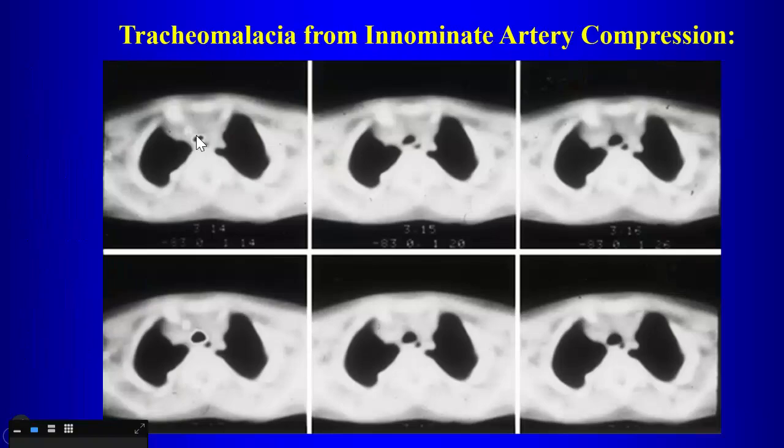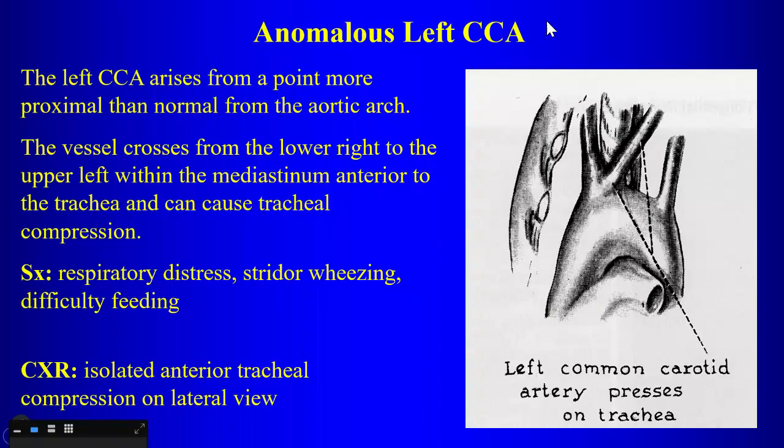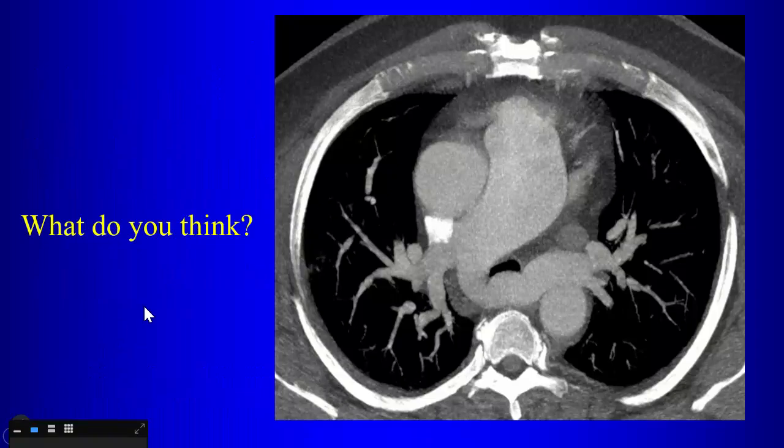And because this is present in utero, it can be associated with tracheomalacia, abnormal formation of the trachea from innominate artery compression. Similarly, there's anomalous left common carotid artery that can also occur. If that arises more proximal than normal, when it crosses over, that can also cause a compression along the anterior border of the trachea. Okay? So in infants who have narrowing of the trachea, in addition to looking for rings and vascular problems, also look for the relationship of the innominate artery and the carotid relative to the anterior trachea.